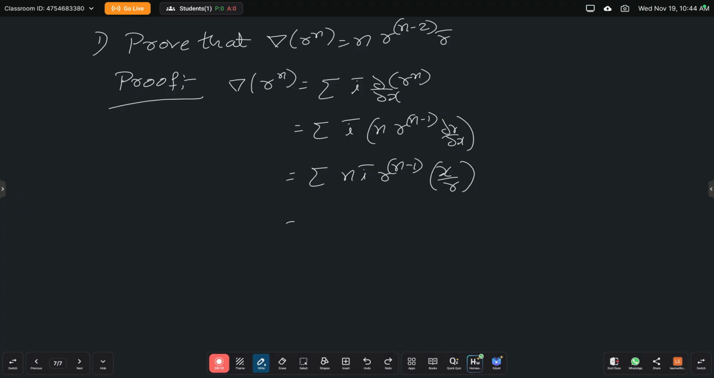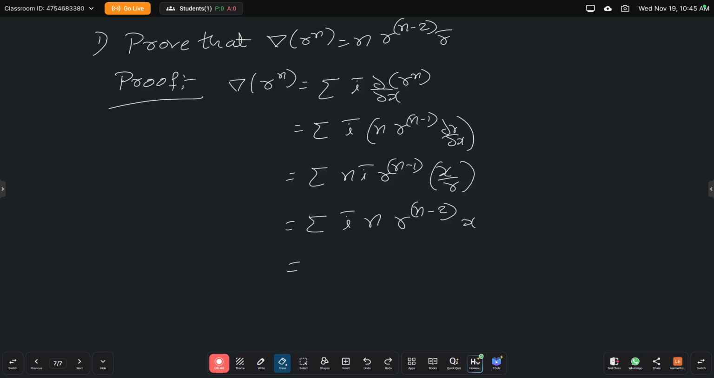Then the next step, I'll write Σ i bar into n into r power n minus 1 in the numerator and r in the denominator. If we take the denominator r to the numerator, it becomes r power minus 1. So r power n minus 1 times r power minus 1 is r power n minus 2, into x. Here n into r power n minus 2 is a constant because there is no effect of the summation on this. That means if you expand the summation, only these two things are going to change.